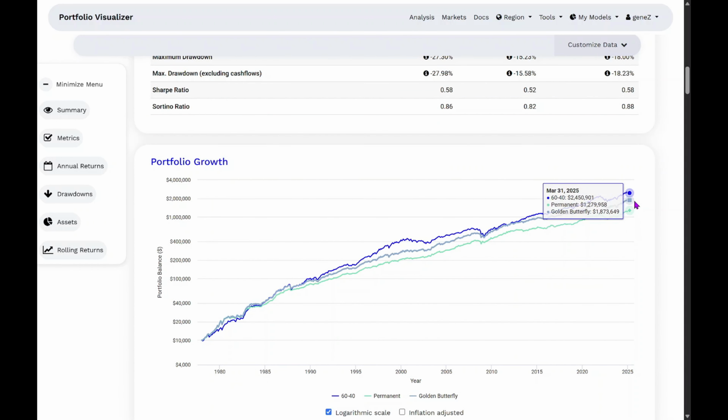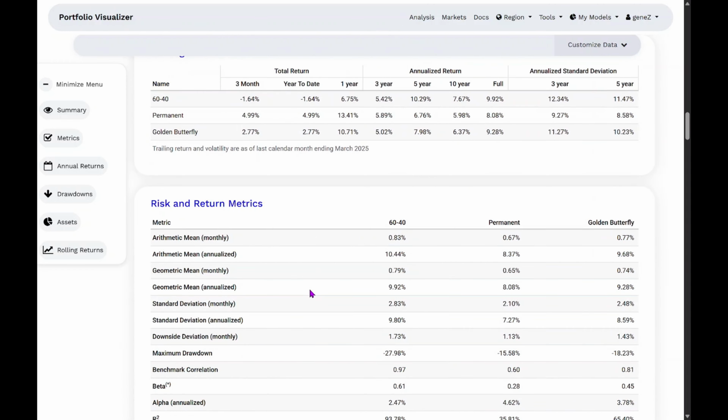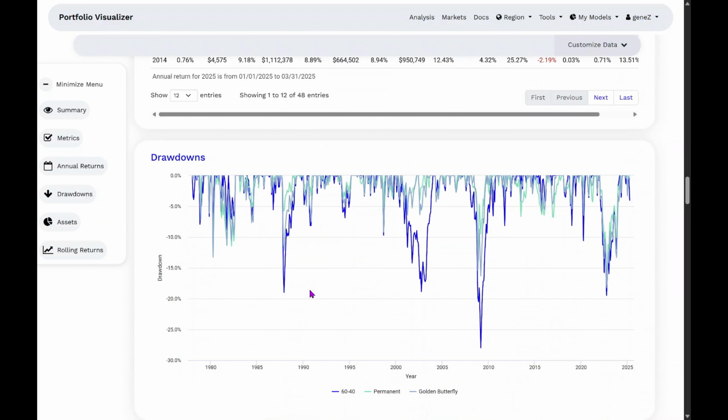These curves tell us that while the 60-40 might offer the best raw performance, it also comes with higher volatility and deeper losses in tough years. If we look at the annual returns, we notice that during certain crises, like in 2022, 2008, here and here, the golden butterfly is riskier than the permanent portfolio, but still far more resilient than the 60-40. And if we scroll down to the drawdown section, that confirms it. The golden butterfly experiences deeper drawdowns than the permanent portfolio, but much less than the 60-40. So overall, the golden butterfly offers a nice balance. Solid returns with improved stability, especially during turbulent market conditions.